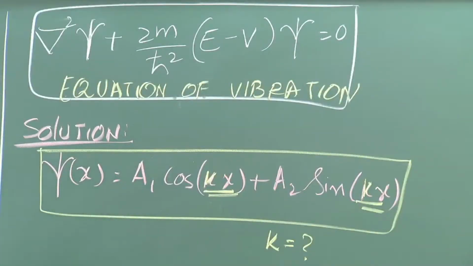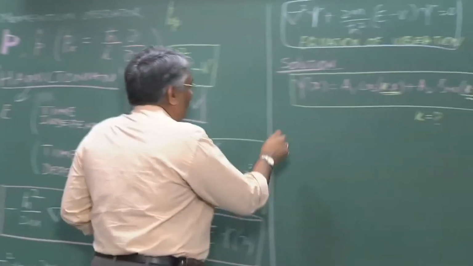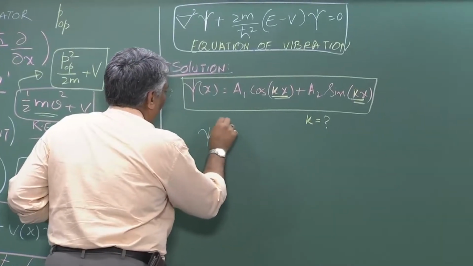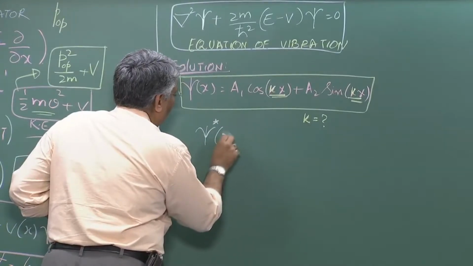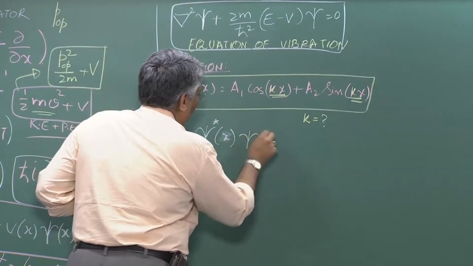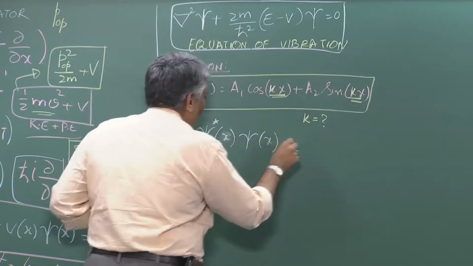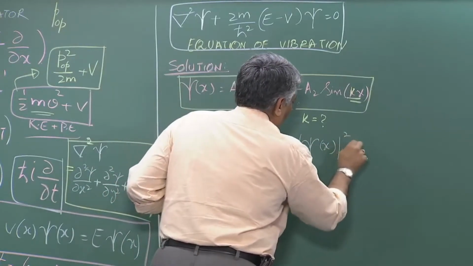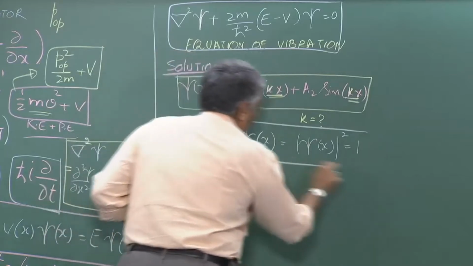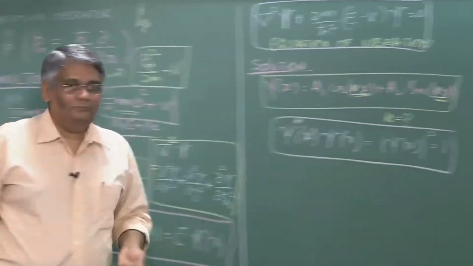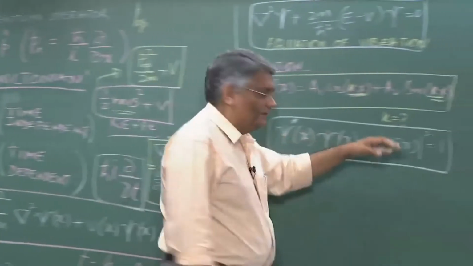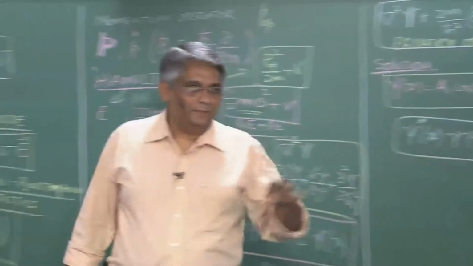Okay. Now, of course, the probability of finding an electron, so if there is a particle, the probability of finding it somewhere is always 1.